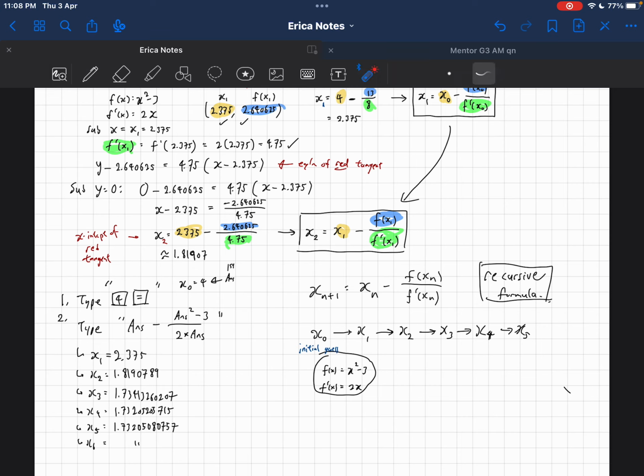What we want to do is to use the ANS. How do you use ANS to help us to get all this decimal? Wow, I don't want to type so much, right? I want to just get the answer, if I don't need the working. Is there a way? Yes, there's a way. How do you get this 2.375? How do you get this 1.81907?